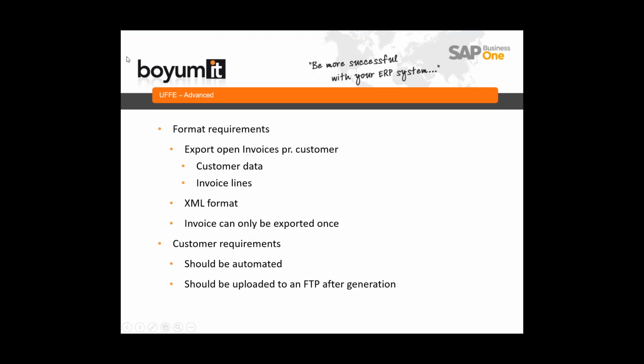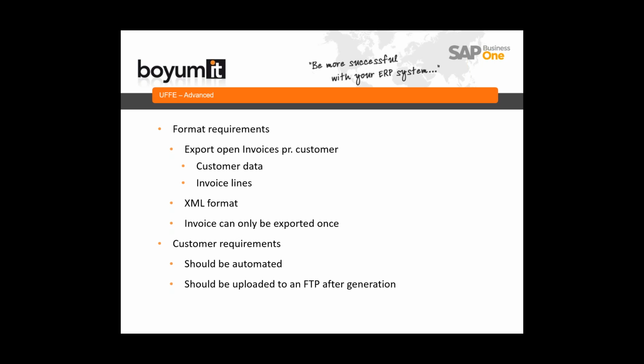Now, this here was just some basic samples, but you might want to see a more advanced sample. So here I have a requirement from a customer. I need to export open invoices per customer, and the export should have some customer data. It should have the invoice lines. It should be an XML, and the invoice should only be exported once. The customer also has a few requirements. The entire thing should be automated, and the exported invoice should be uploaded to FTP after it has been generated.